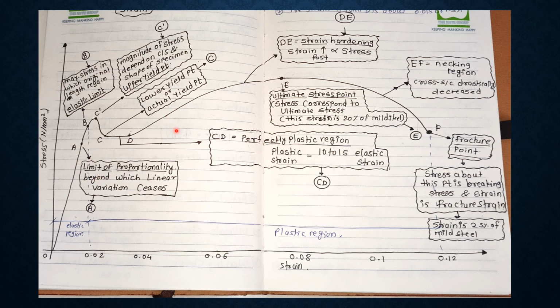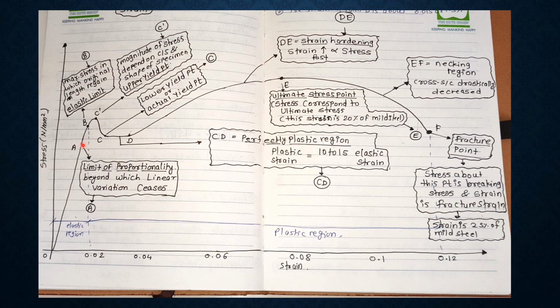This graph is related to mild steel. In this graph there are many points: A, B, C dash, C, D, E and F. Point A is known as the limit of proportionality, the point up to which stress is directly proportional to strain, and beyond which the linear variation ceases. Up to point A, Hooke's law is valid.